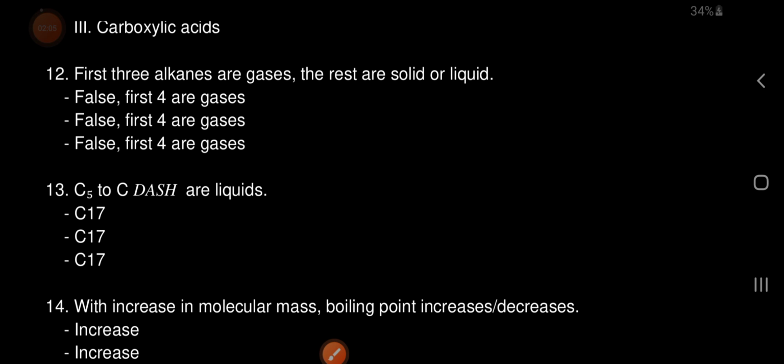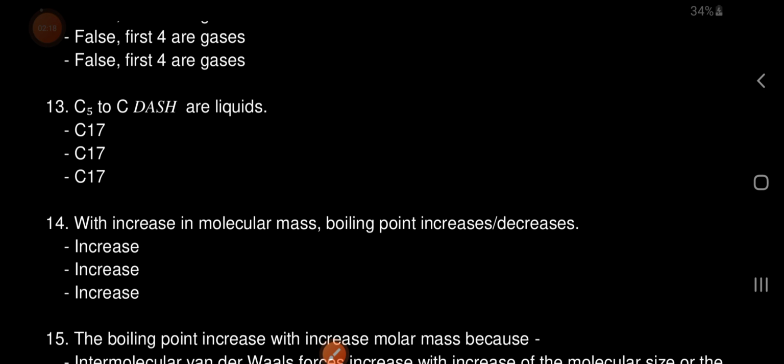First 3 alkanes are gases, the rest are solid or liquid. False. First 4 are gases. C5 to C17 are liquids.